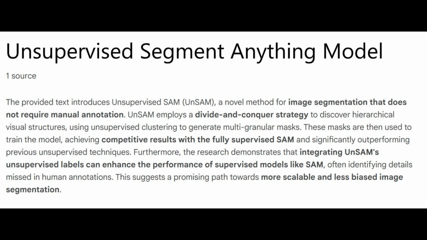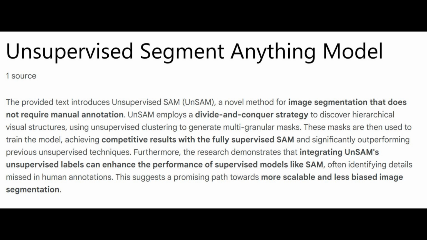And this is where the self-learning magic comes in. UNSAM uses its own initial output to train and refine its segmentation abilities. So it's learning from its mistakes. Exactly. Think of it like practicing a sport or a musical instrument. The more you practice, the better you get at recognizing patterns and perfecting your technique. So it's basically using its own output as a stepping stone to become even better at segmenting images.